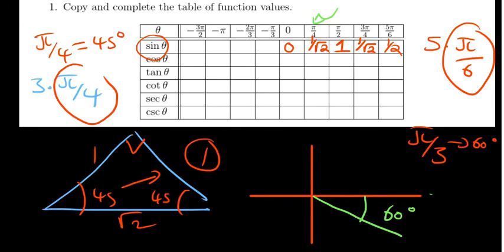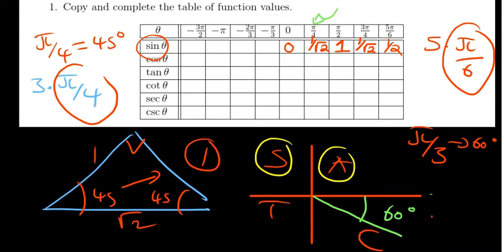Now, which quadrant are we in? All Students Take Coffee. So we are in the fourth quadrant. Now in the fourth quadrant, sine is negative. Sine is only positive in the first and second quadrants. So therefore it's a negative answer. So it will be negative root 3 over 2.